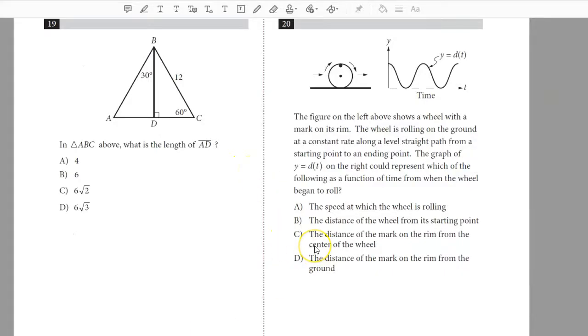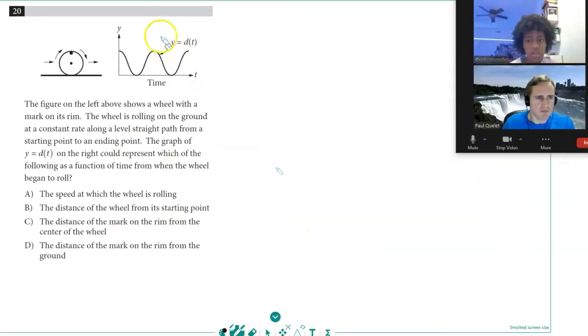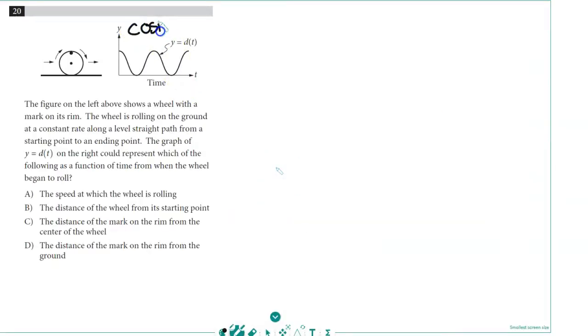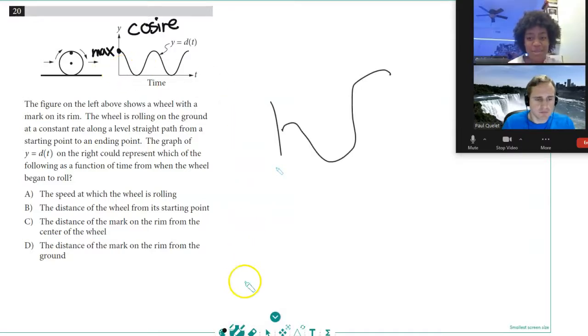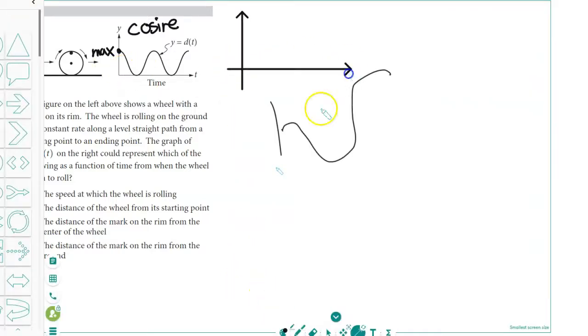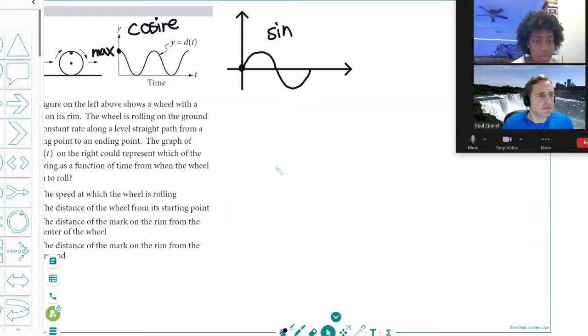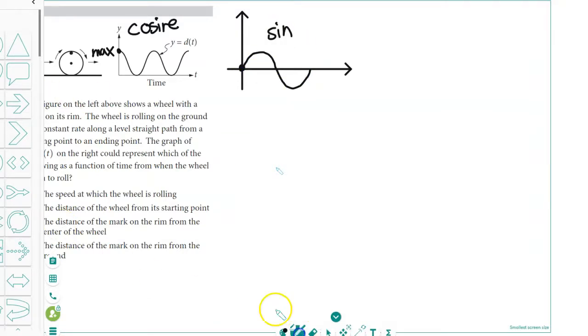Graph of thing as a function of time from when the wheel began to roll. No, I think this is a cosine graph. It is. A sine graph, because a sine graph is like, wait, let me draw it. A sine graph is like, it's like that. That's my best. Yeah, a sine graph would be like this. Sine starts at its 0 point and it goes like this, right? Yeah, starting from the middle and the highest point, then I think the one that makes.